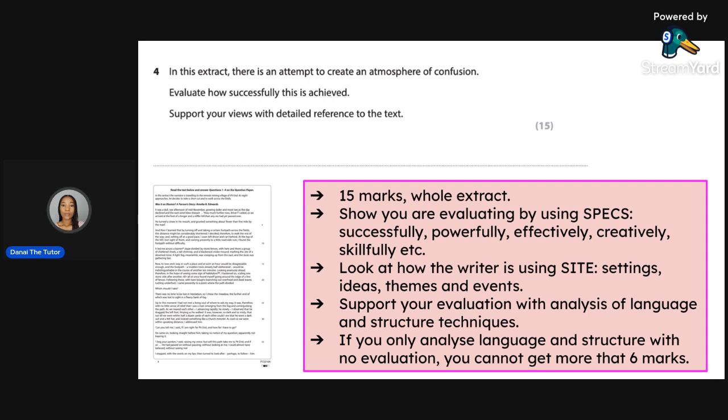Also, for this question, you are looking for how the writer uses settings, ideas, themes, and events.